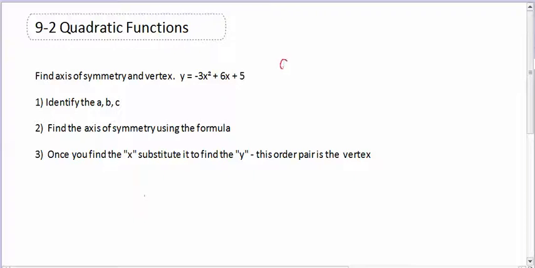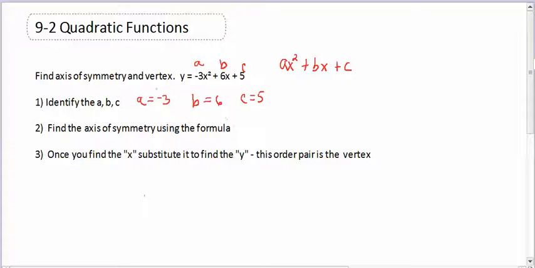If you remember from yesterday, our standard form is ax squared plus bx plus c. So we want to identify our a, b, and c. If I look at this, my a is negative 3, my b is 6, and the c is 5. Okay, that's our first thing that we do.